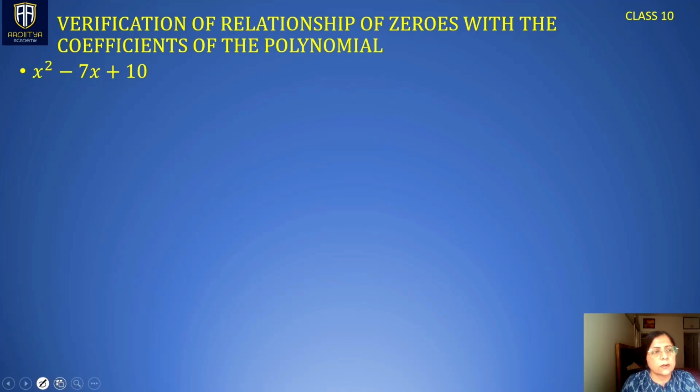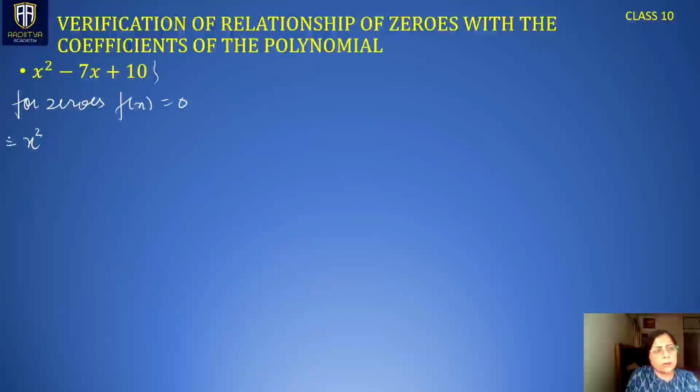Let us practice this. Here we have x squared minus 7x plus 10. Verification of relationship of zeros with coefficients of the polynomial. So we start. For zeros, f(x) is equal to 0. This is our polynomial, so x squared minus 7x plus 10 is equal to 0. Now try this with the middle term split method. We had practiced the same sum in the second or third slide, so I will not be solving it here.